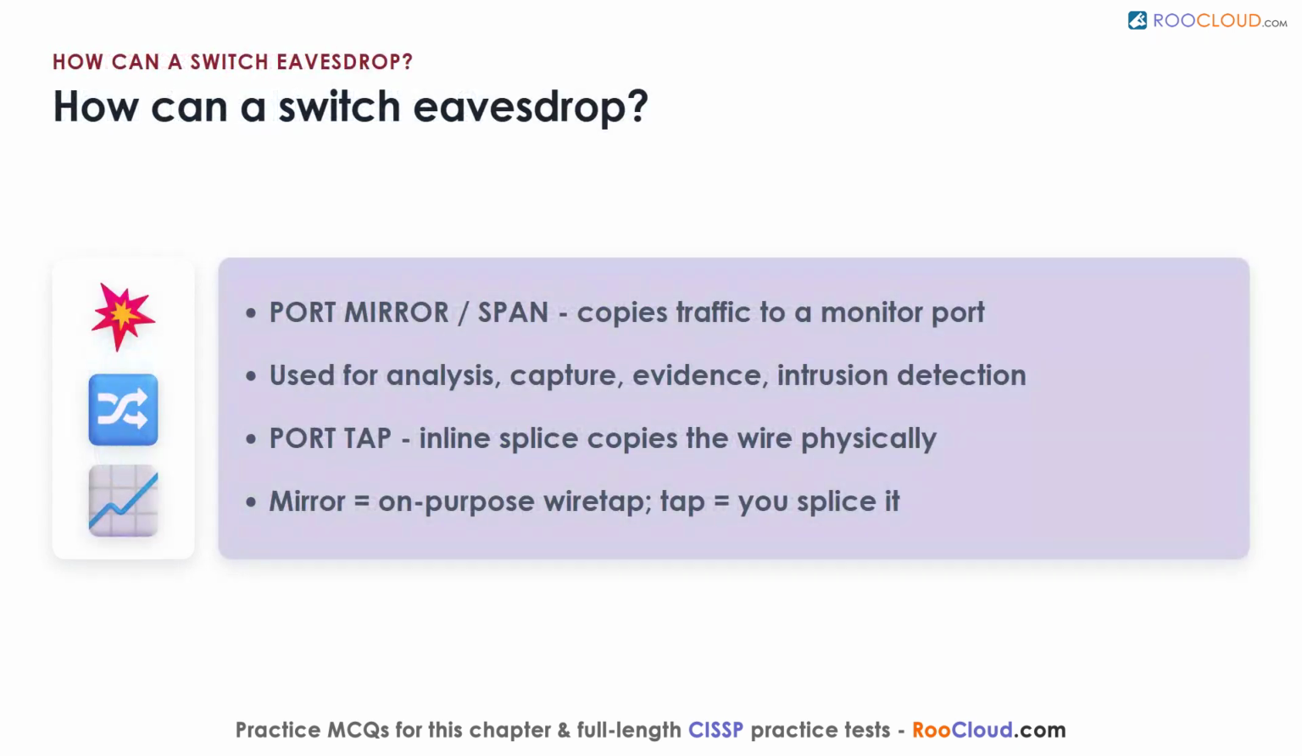How can a switch itself be used to eavesdrop? Through 2 legitimate features that also enable snooping. A port mirror copies the traffic from one or more ports out to a chosen monitoring port, and a dedicated version of this is often called a span port. Security teams use mirroring for traffic analysis, packet capture, evidence collection, and intrusion detection. When mirroring is not available, a port tap does the job physically.